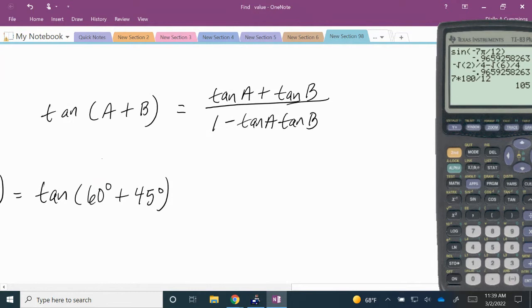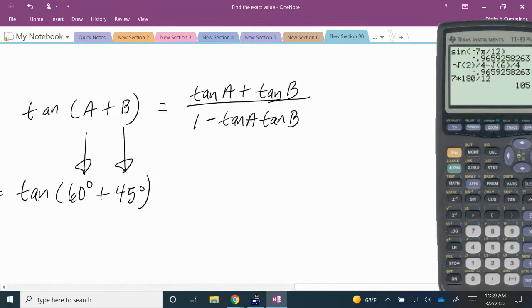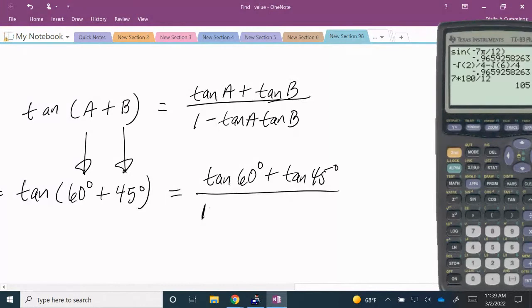Right, so in this formula, we're going to substitute a for 60 and b for 45. All right, so this is equal to the tangent of 60 degrees plus the tangent of 45 degrees divided by 1 minus tangent of 60 degrees times the tangent of 45 degrees.